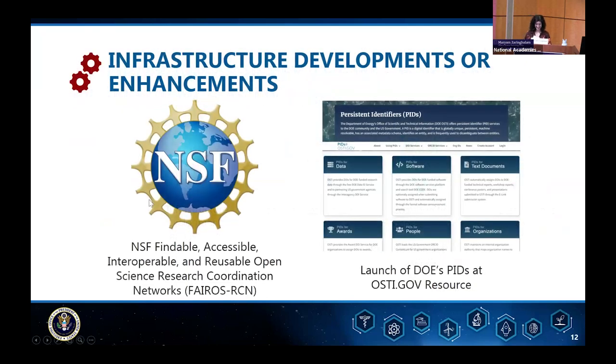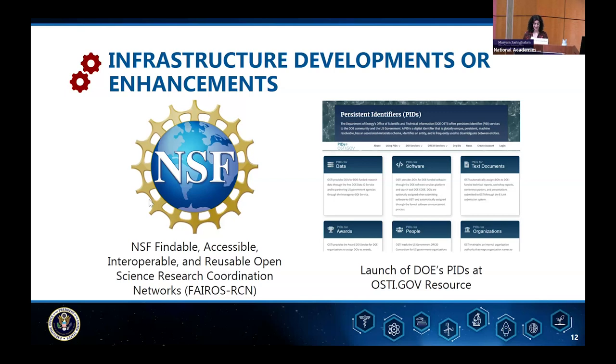So robust, accessible, and secure infrastructures are incredibly important for ensuring that the research products that we're seeking to make available can actually be discovered, accessed, and used by diverse user communities. Of course, agencies have a longstanding commitment to developing, supporting, and strengthening these infrastructures that predates 2023.